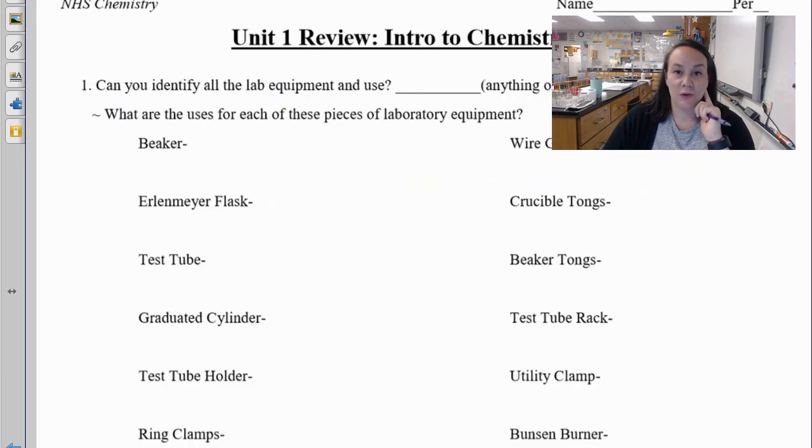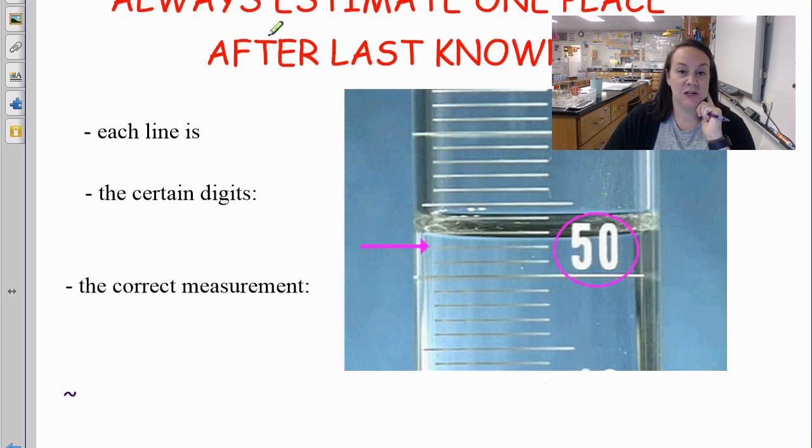The only other thing that we talked about, want to make sure you do your review sheet. One of the things that a lot of students usually miss, so I want to make sure everybody's feeling good, is when they're reading a graduated cylinder. When you're reading a graduated cylinder, you must always estimate one place after the last known digit. So when you come to a graduated cylinder question, the first thing you want to do is take a look at what the incrementation is.